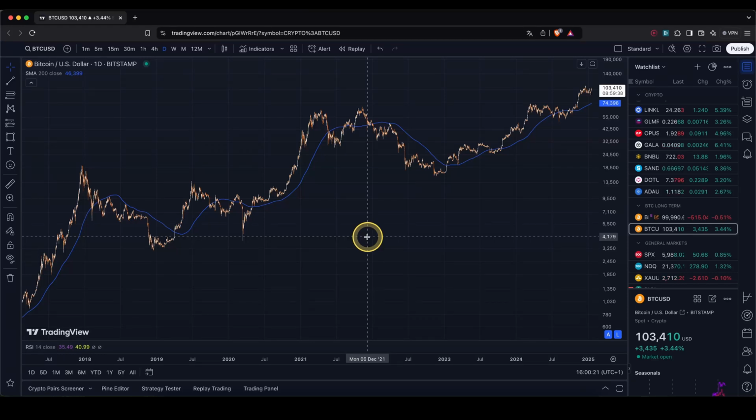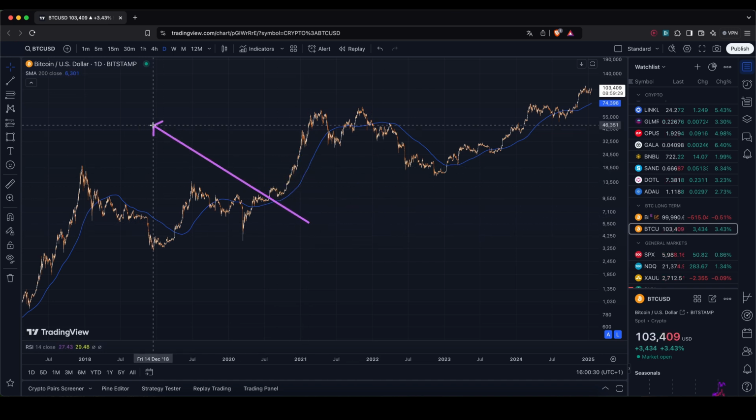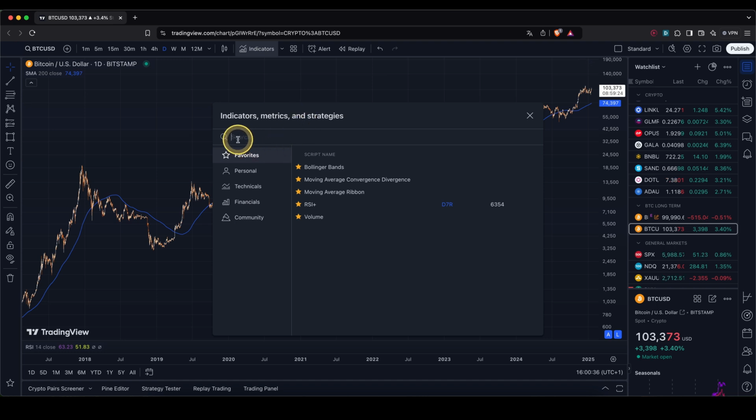In this quick video, I will show you everything you need to know about so-called moving averages, which you can use to leverage trade crypto. So first of all, if you're on TradingView, you can activate such moving averages by just going up here to indicators and search for moving average.